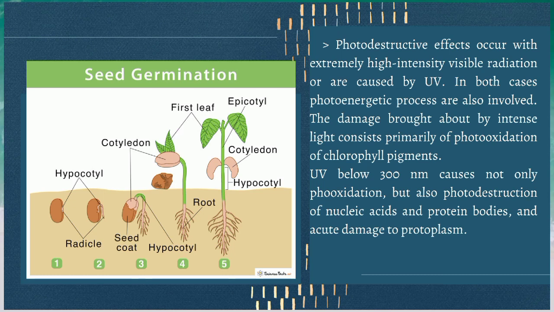The damage brought about by intense light consists primarily of photooxidation of chlorophyll pigments, and UV or ultraviolet below 300 nm or nanometers causes not only photooxidation but also photodestruction of nucleic acids and protein bodies and acute damage to protoplasm.